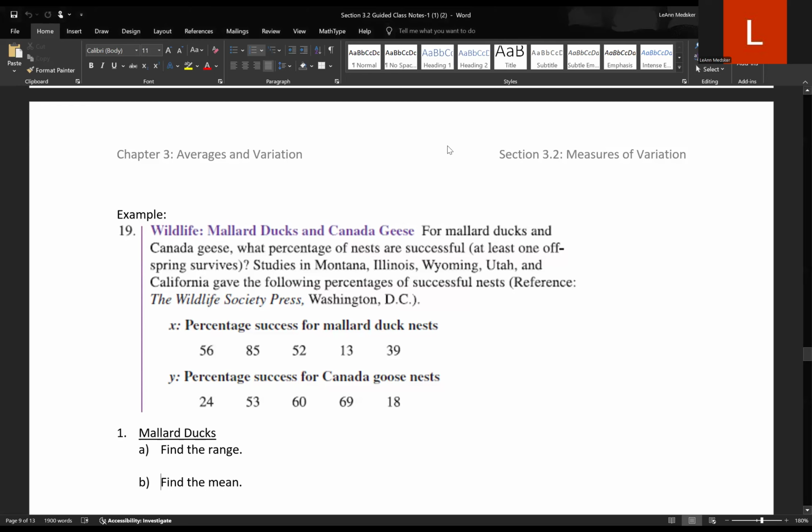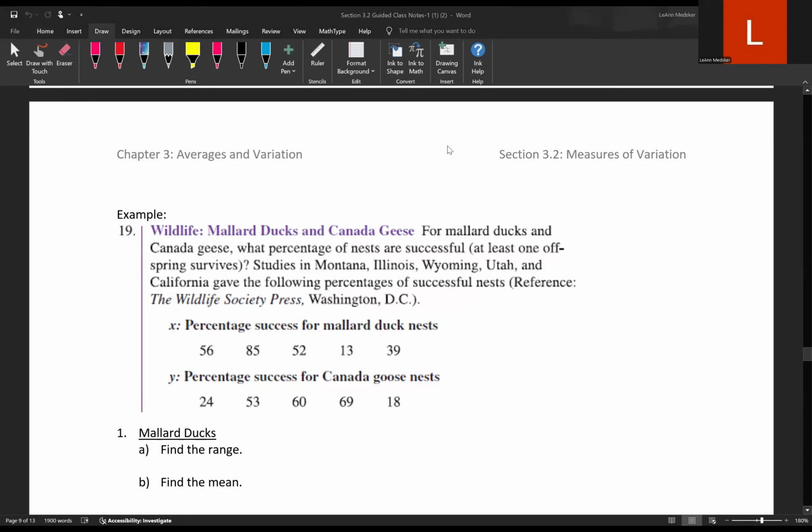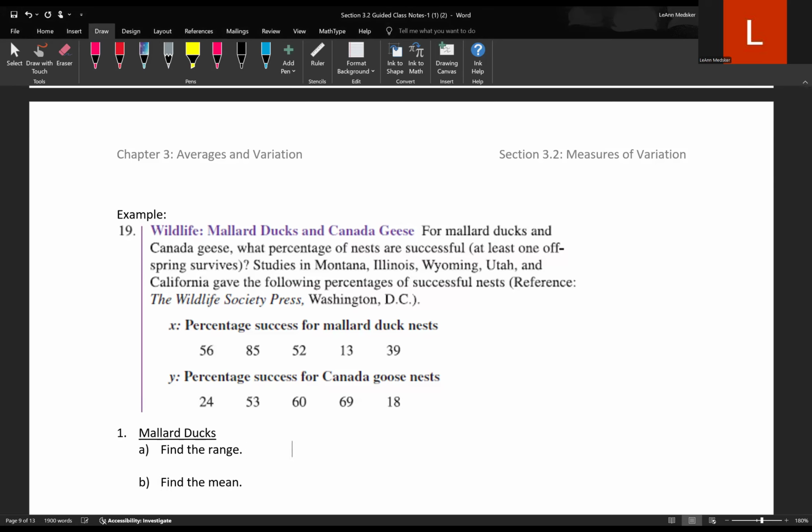All right, so this video is to work on this example on the mallard ducks and Canadian geese. We had actually done part of the mallard ducks in class, but I want to rewrite that on here because we'll need it for the comparisons to the geese. So when we were doing the mallard ducks, the things that we did in class together were we found the range. We said that the highest percentage for success was 85 minus the lowest, which was the 13. And that came out with a range difference of 72%.